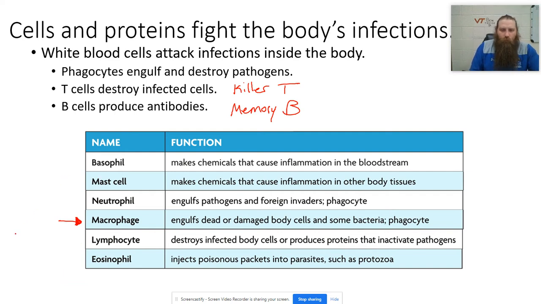That's probably the only one I really want you guys to know by name: the macrophage is an example of a phagocyte. All right, right there.